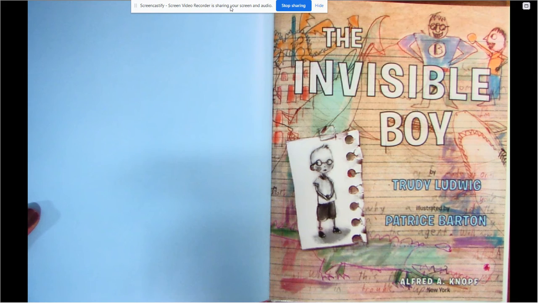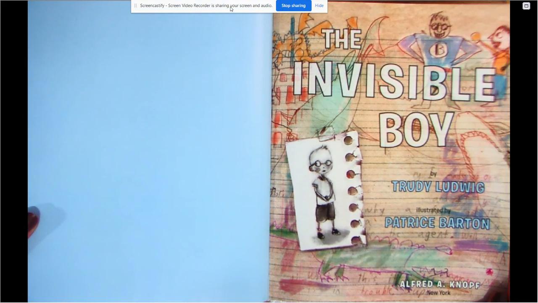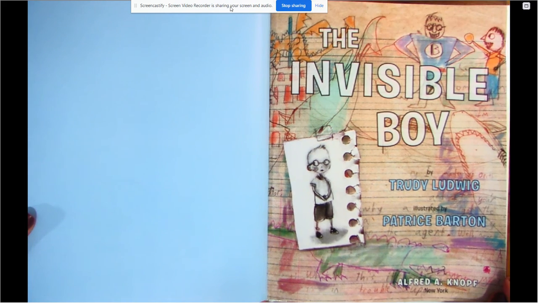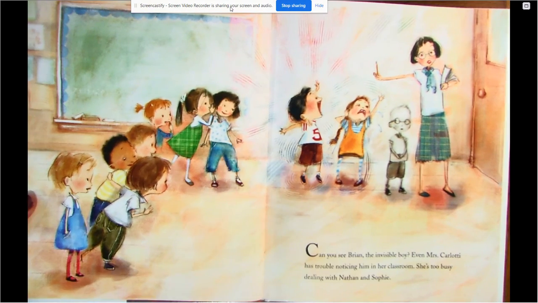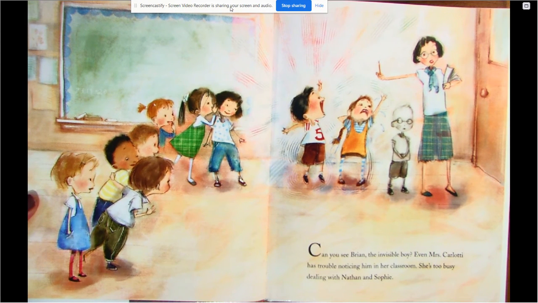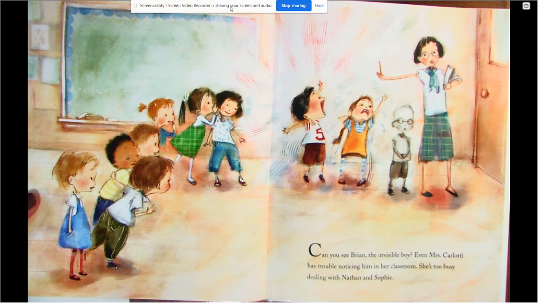It's called The Invisible Boy by Trudy Ludwig. It's illustrated by Patrice Barton. Can you see Brian, the invisible boy? Even Mrs. Carlotti has trouble noticing him in her classroom. She's too busy dealing with Nathan and Sophie. Do you see Nathan and Sophie? They're kind of hard to miss, aren't they?